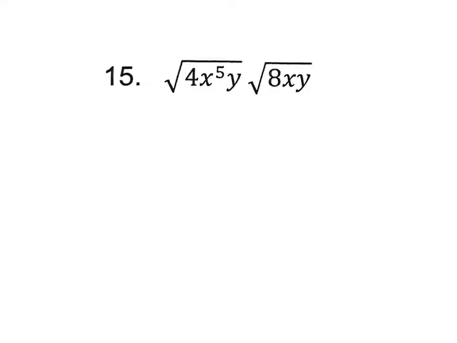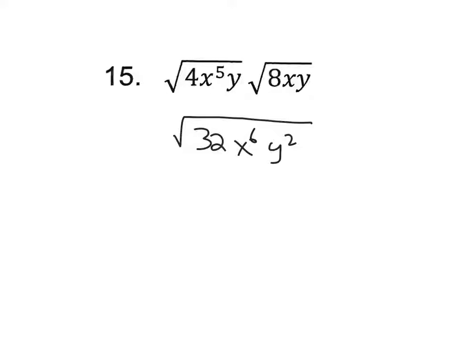Number 15. 2 choices here. 2 ways you can do this. You can go ahead and break both of these down first if you would like, and do it that way. If the numbers aren't too large, that's like 4 and 8, I usually just go ahead and do the multiplication. Either way is fine. 4 times 8 is 32. Multiply your x's means you add your exponents. Multiply your y's means you add your exponents.